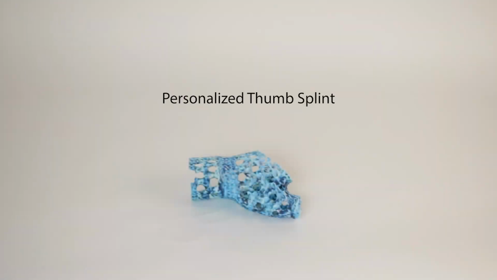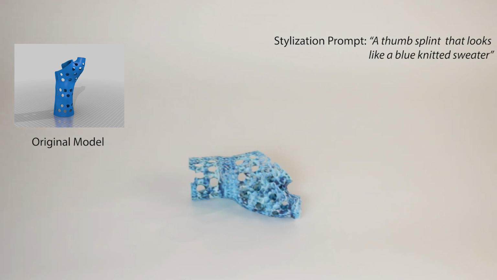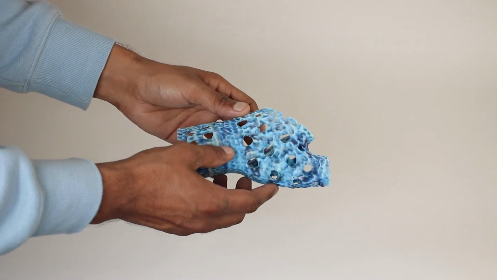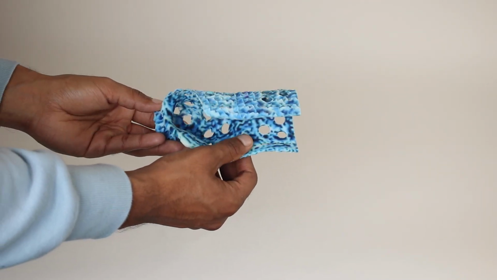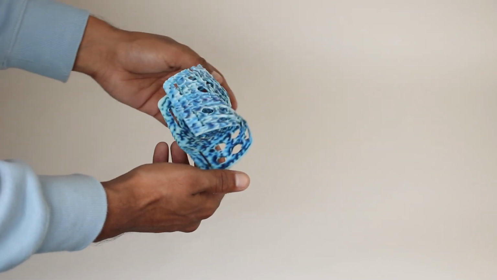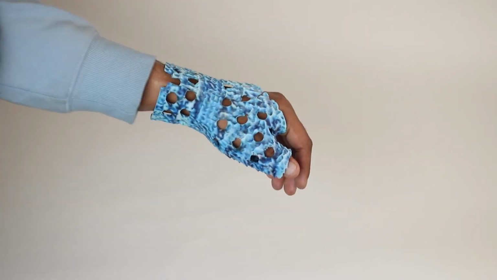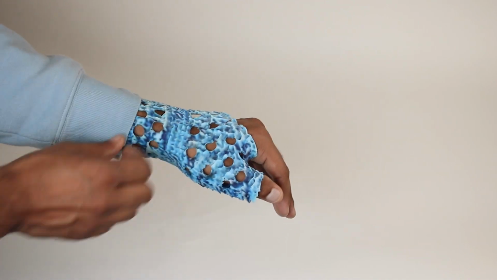A relevant application for personalized fabrication is medical making. Here, we showcase the personalization of a thumb splint design, stylizing it to resemble a blue knitted sweater. Style2Fab classifies the internal geometry as functional, preserving it during the stylization process. Thus, the splint fits the user's hand as the original design while having the desired stylization. Our system maintains the smooth internal surface that touches the skin while making the exterior stylish and visually appealing according to the desired style of the user.